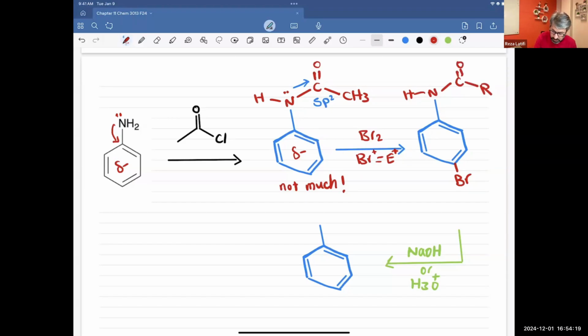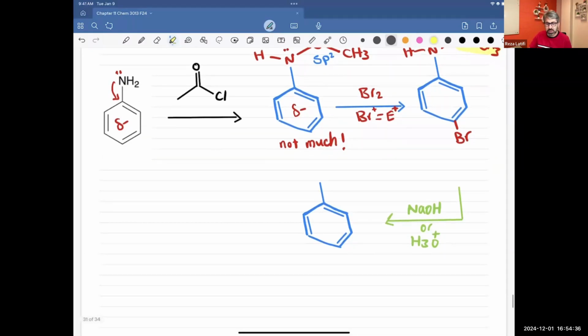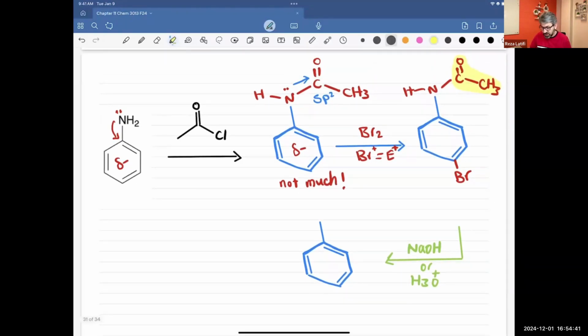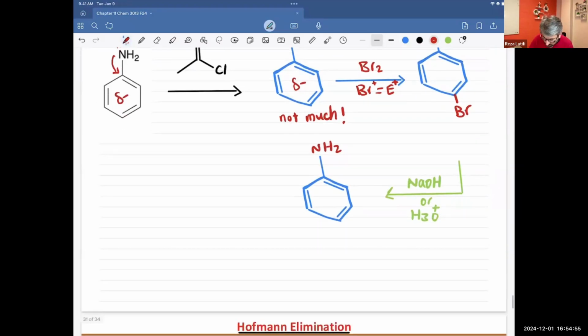Next step, we're going to release this part of the product. But in order to release it, we need to use harsh conditions. We need to go with a strong basic solution or acidic solution, and neither method is friendly for the environment. But if you use acidic or basic conditions, the amide bond will very soon be broken, and technically it will turn to NH2. We get the amine back, and in the para position, we have bromo there.